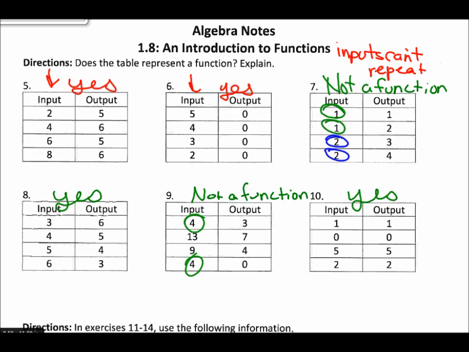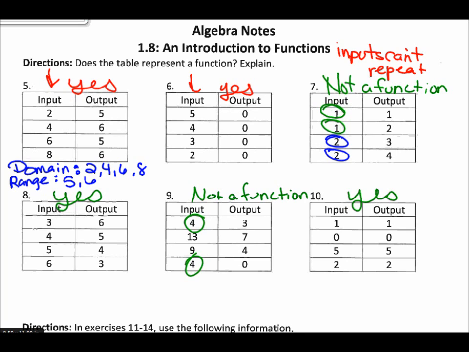So let's look at another section. I know it doesn't ask us to, but let's look at what the domain and the range are. Remember, our domain is all of our inputs. So for number 5, let's write it down here. My domain would be 2, 4, 6, and 8. Typically we put the numbers in order from smallest to largest. And our range would be 5 and 6.